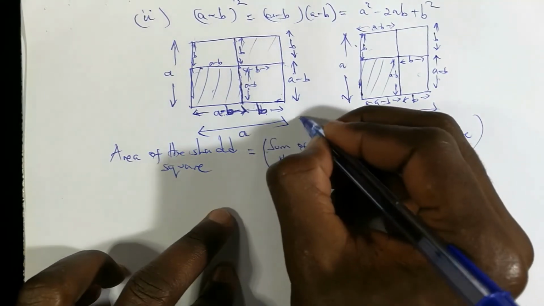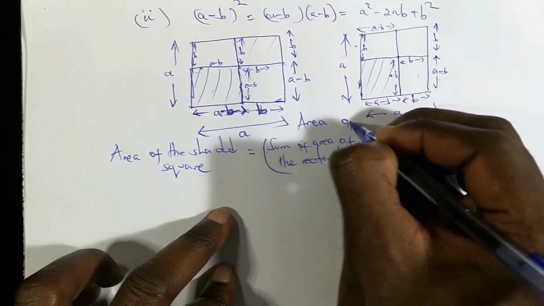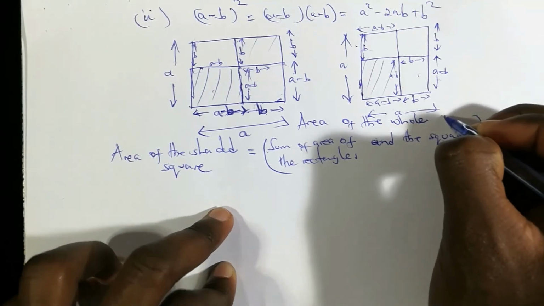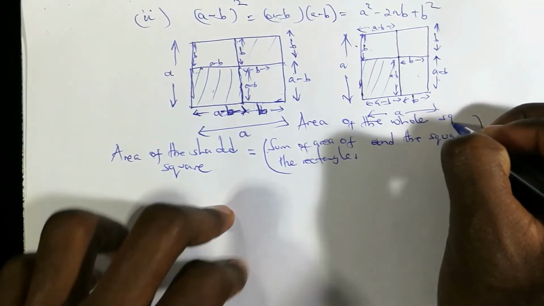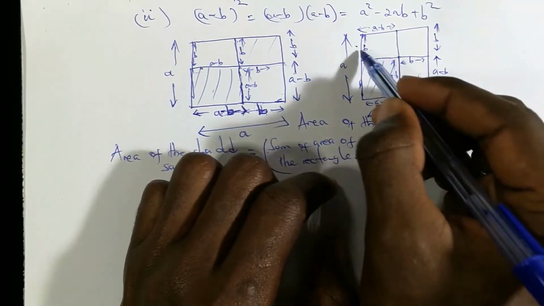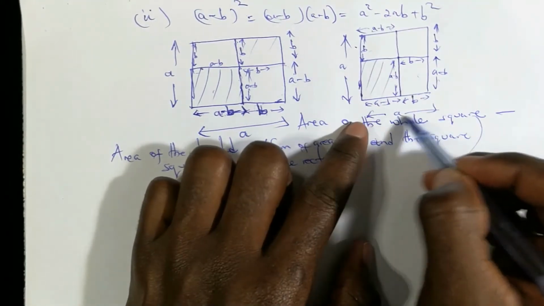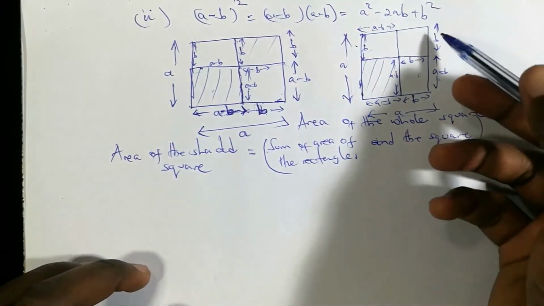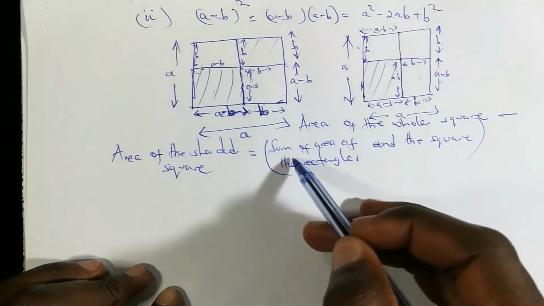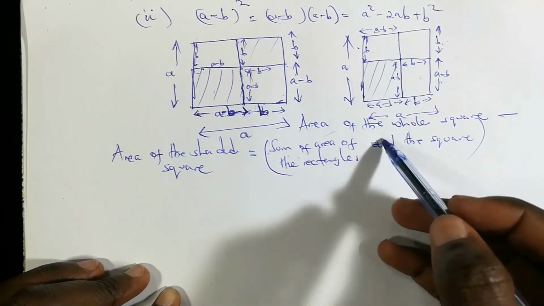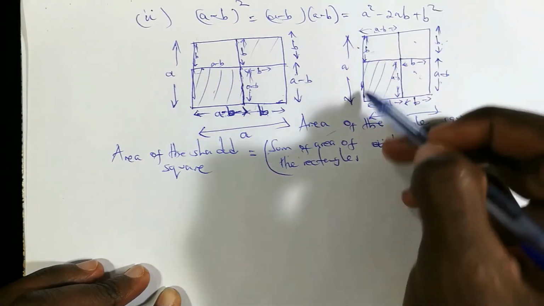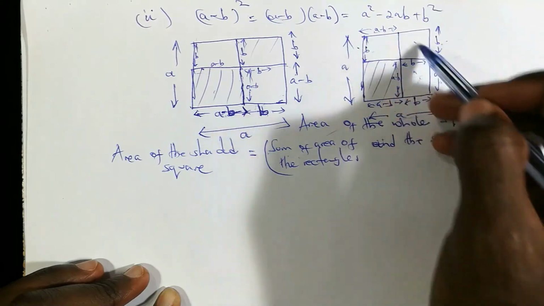Let's say area of the whole square minus, that is this square here. You have here side a, they're the same. Even if you add this and this, you get a here, the same side. So it's area of the whole square minus the sum of the areas of the rectangles and the square. So we take the whole area and subtract that area.